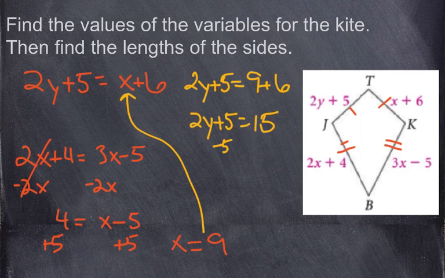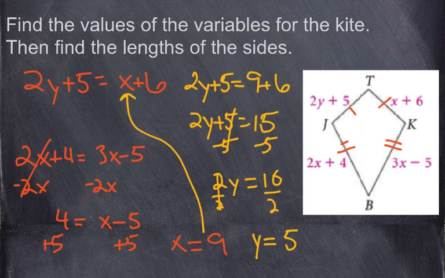So we're going to subtract the 5, just doing regular algebraic steps from here. So we have 2y is equal to 10, divide by 2, divide by 2, we have y is equal to 5. So there goes our two answers right there, if we're looking for those variables.